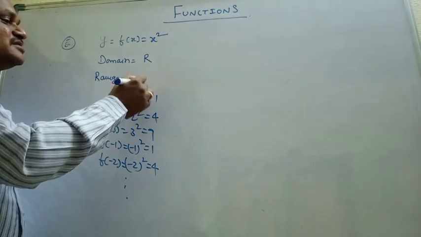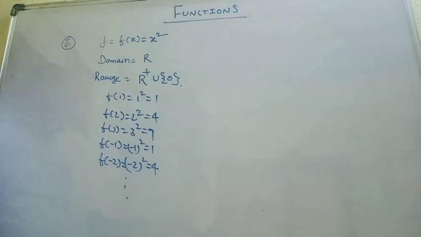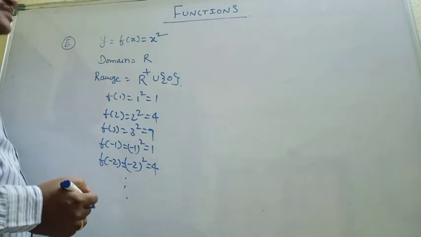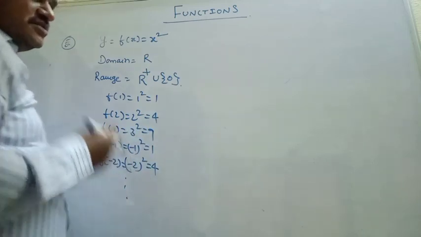Therefore, the range is nothing but R plus union 0, like this. This is the range of it. Okay, domain and range is like this. And what about this graph? The graph when you draw it is like this, right?